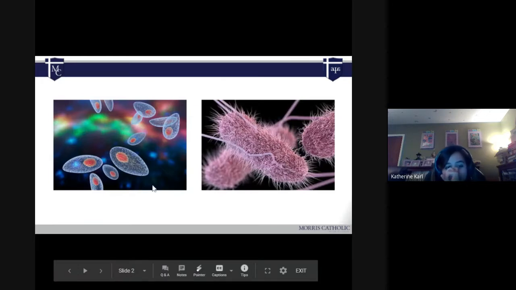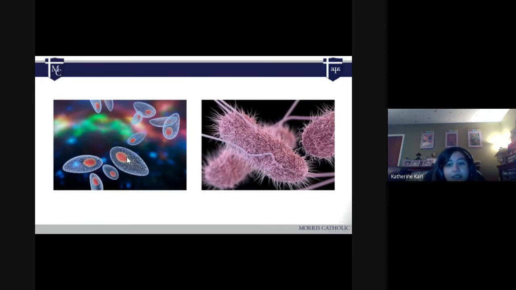The little image on the left is Toxoplasma gondii, and it is a single-celled parasite. And the image on the right is Salmonella, which is an anaerobic gram-negative bacteria that usually causes food poisoning and all that fun stuff.